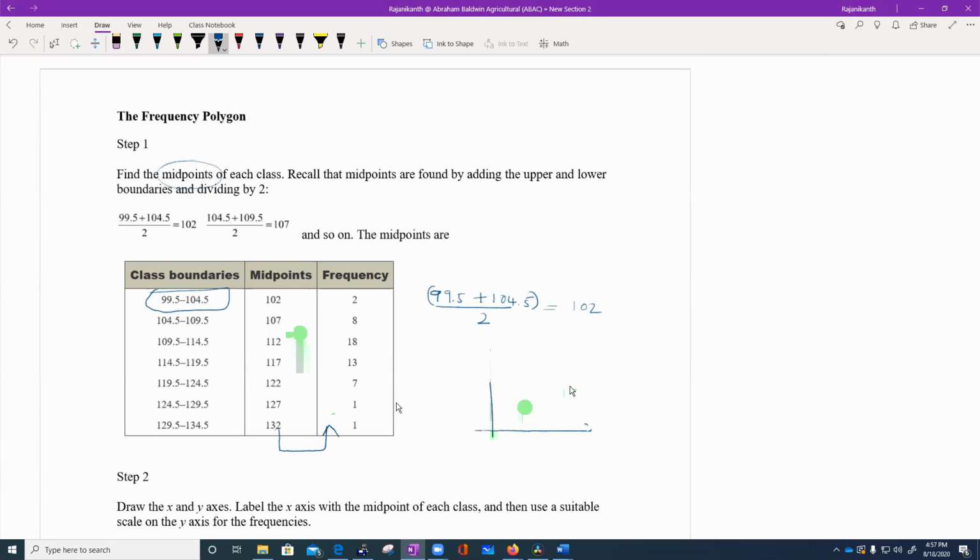right? So my x-axis is nothing but the midpoints. My y-axis is nothing but the frequency. Okay? So plot all the midpoints here. So my midpoints are starting from 102. 0 is here, 102 maybe somewhere here. The next one is 107, and so on. And label all of them.